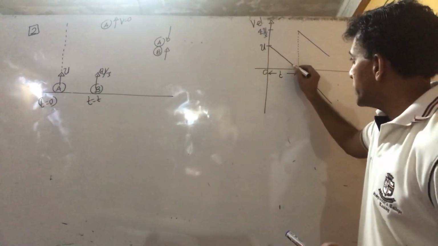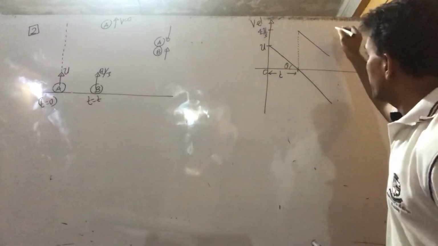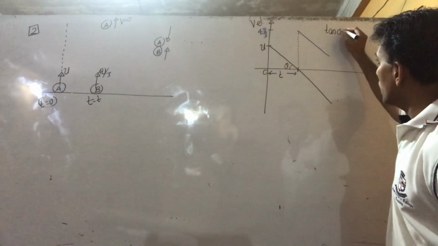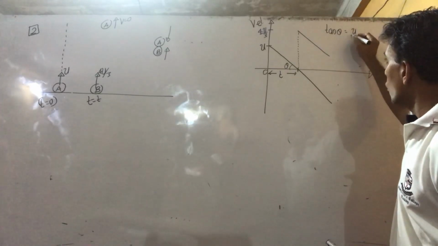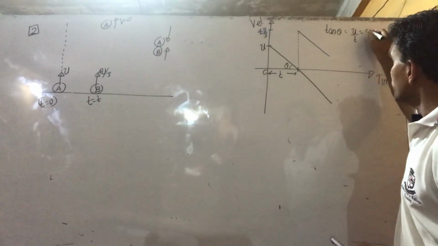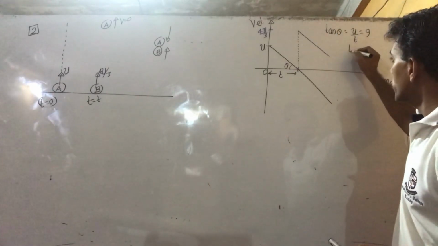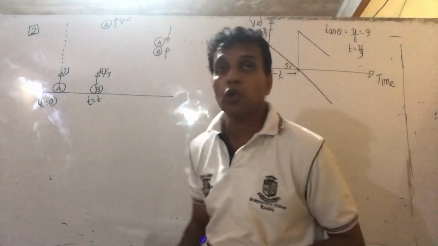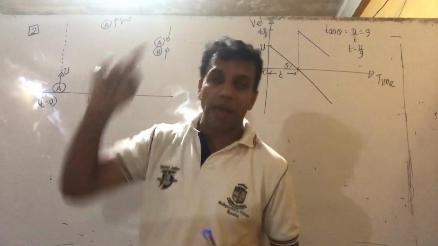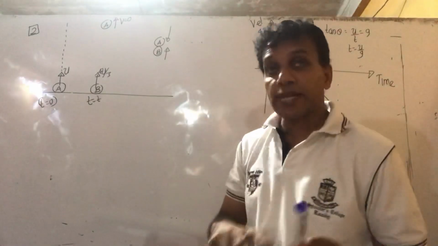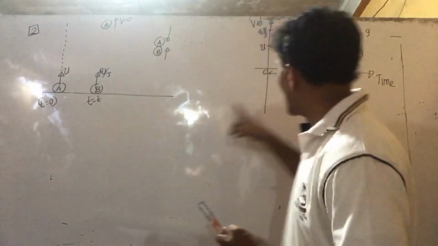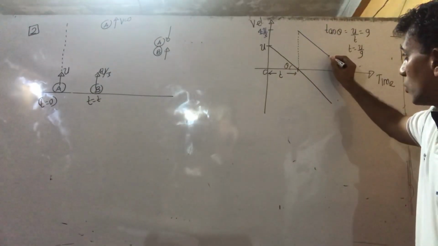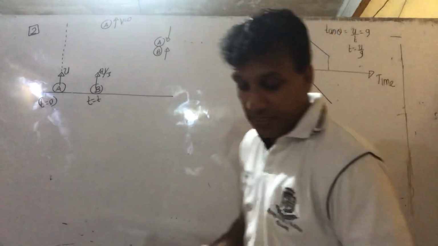So if I mark theta here, tan theta equals u over t, and that is g, okay? Therefore t equals u over g, the time taken for the first particle to reach its maximum height, and after that time the second particle is projected, right? Okay, this is the VT graph for the first occasion.